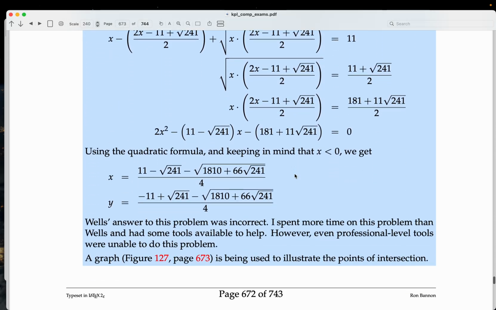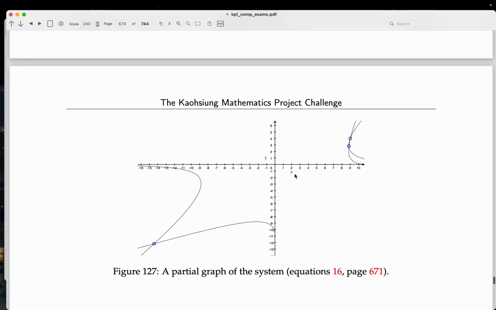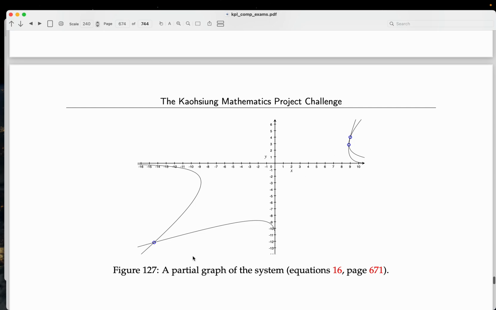This was a lengthy problem, though, all right? Lengthy problem, and there is a visual of it. All right, see the visual over here.